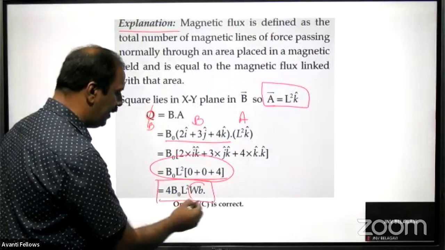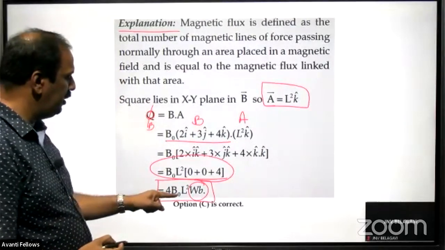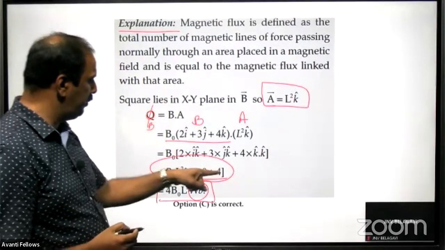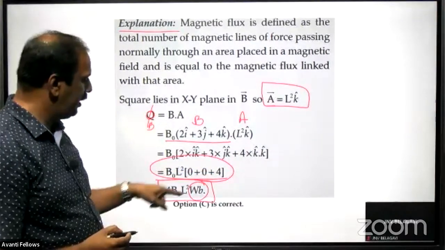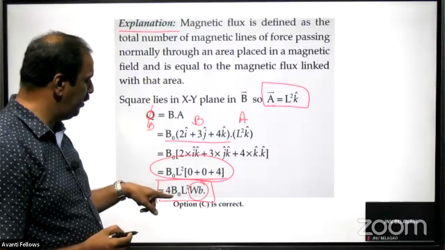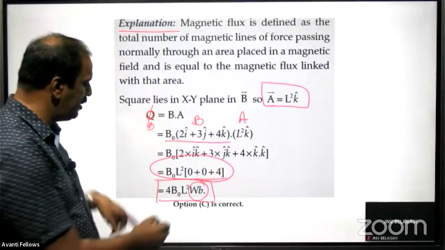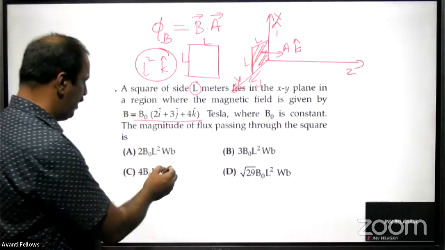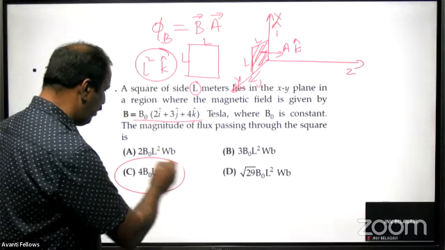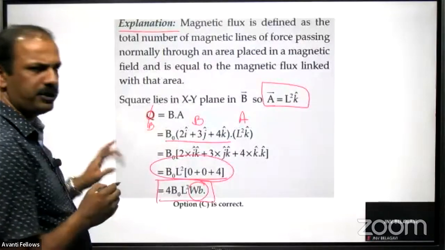Weber is the unit. So for B naught L square, you will get 4 from this term, and this L square is already there. So for B naught into L square, you will get this. This option is there in the previous one. I think this one. Option C is the correct answer for this one.